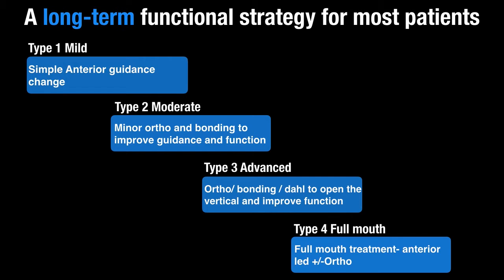Type 2 might be a little bit of ortho and a little bit of bonding to improve the guidance and function. Type 3, I will often consider that involves an increase in the vertical, which might be through Dahl, it might be through ortho and bonding as well, and to try and improve function. And ultimately my goal is to prevent the patient ever needing a full mouth rehab.